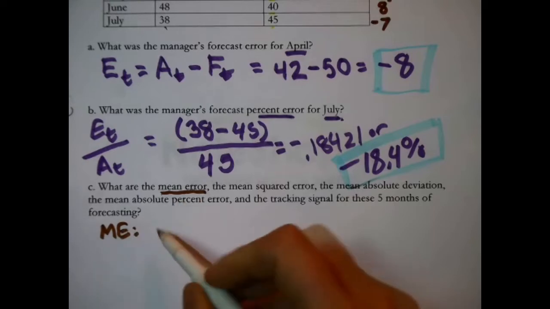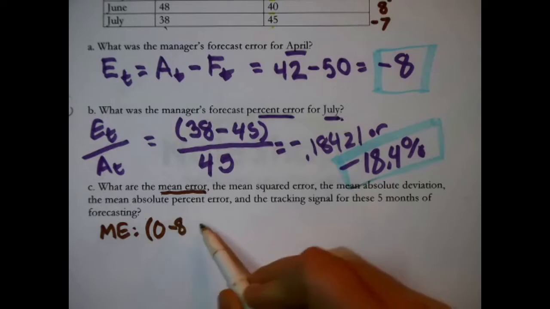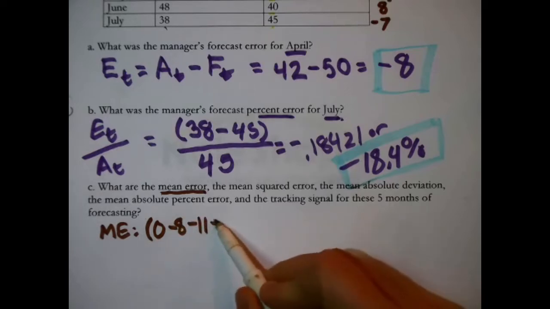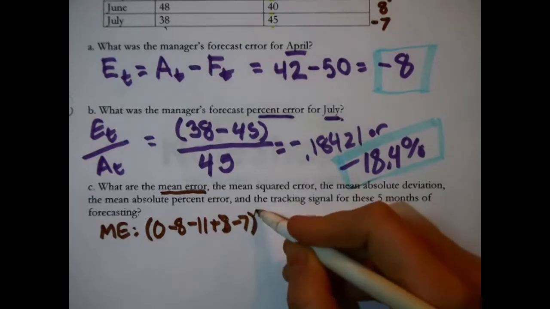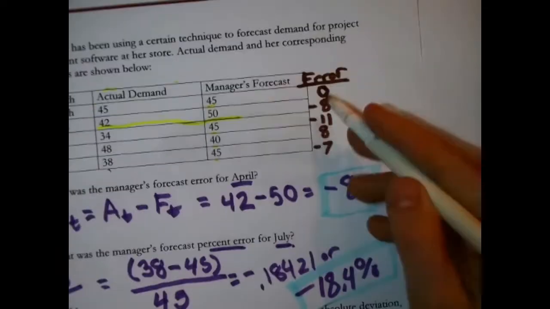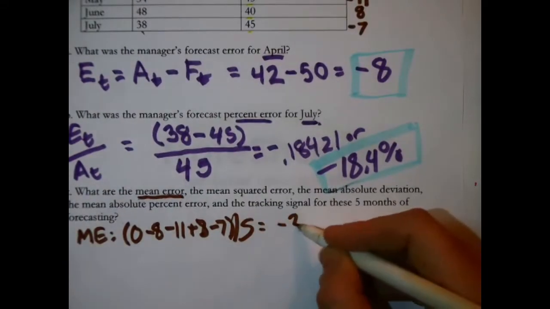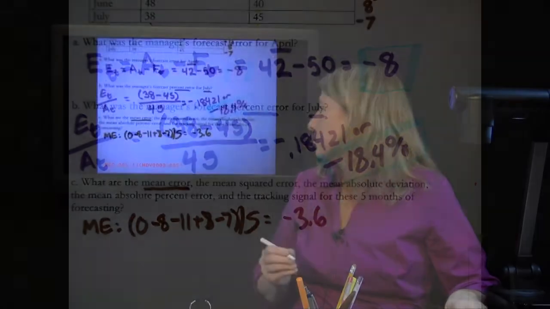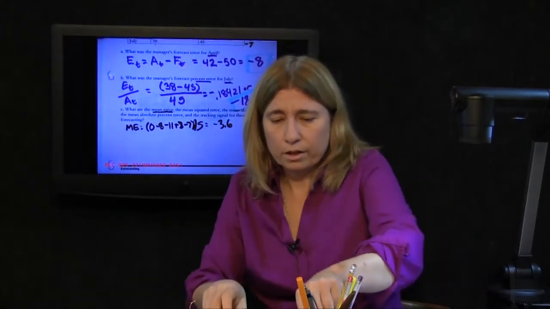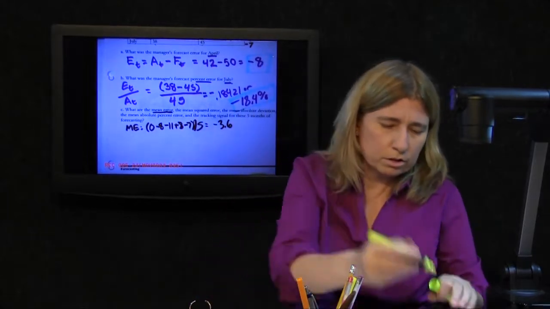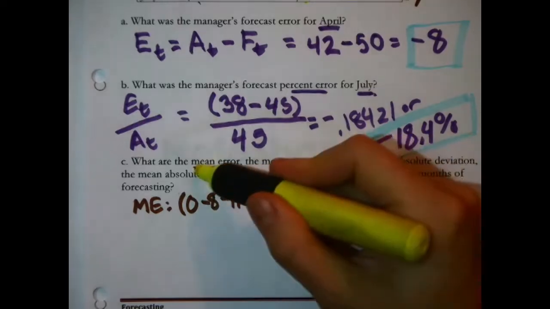Mean error, I would just add those numbers up. 0, minus 8, minus 11, plus 8, minus 7, right? Divided by 5. I'm averaging these. All right, so the mean error here, what I get is a -3.6, when you average that new column that I created. Okay, that's the first thing. That's that one done.